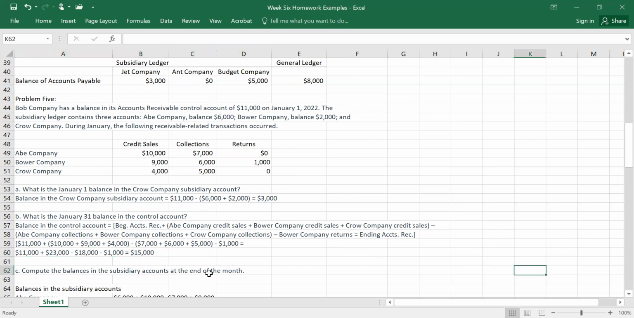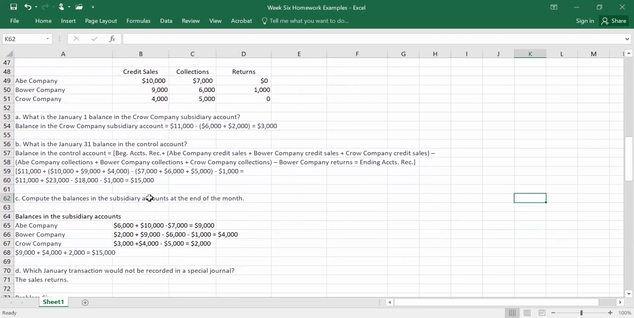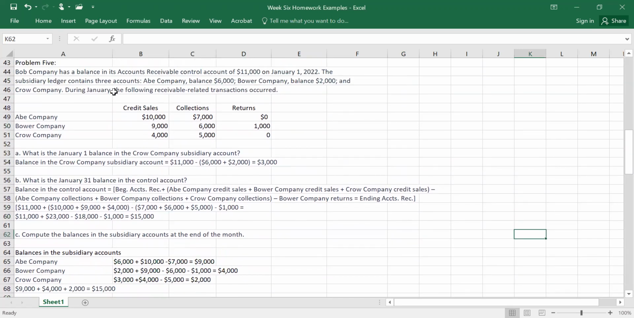And then we want to compute the balances in the subsidiary accounts at the end of the month. So Abe's balance started out at 6,000 right here. We're going to add to it the 10,000. We're going to subtract the collections of 7,000, and that's going to be 9,000. 6,000 plus 10,000 minus 7,000 is 9,000.